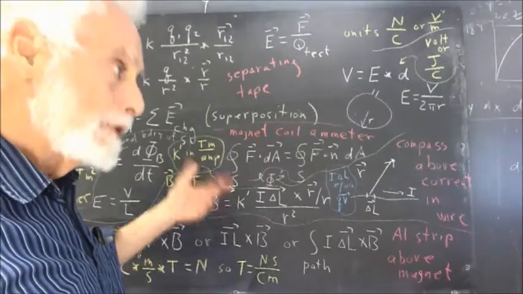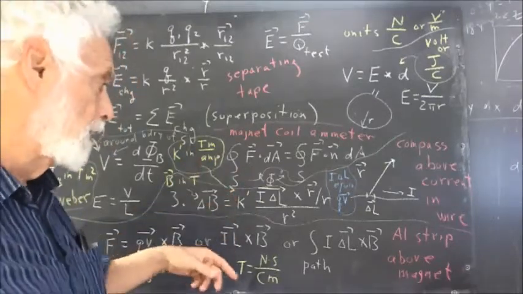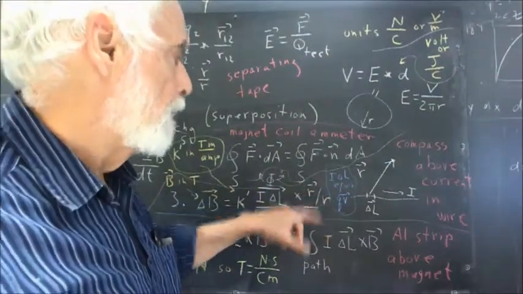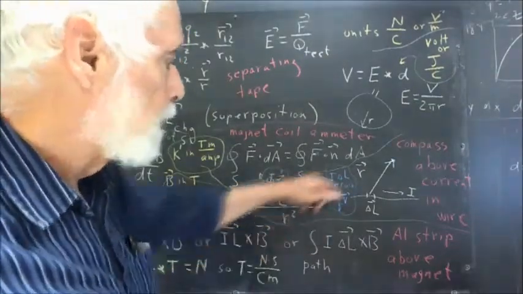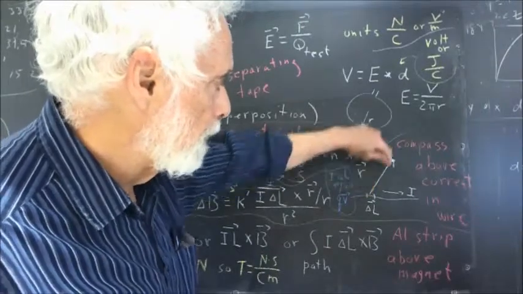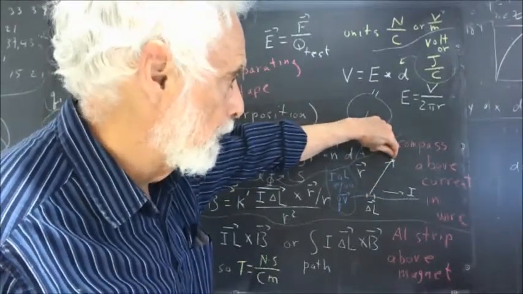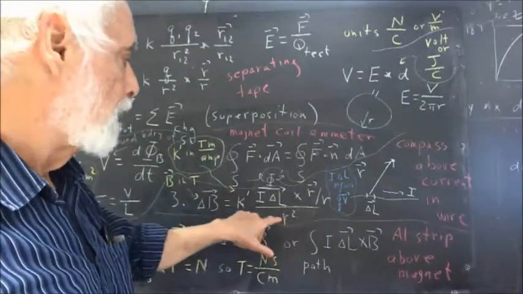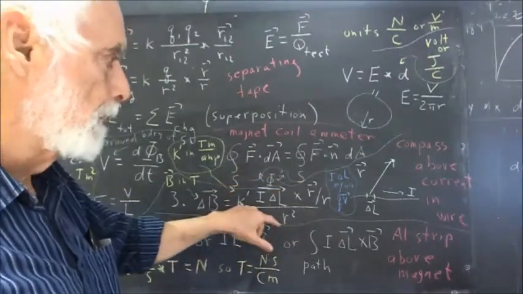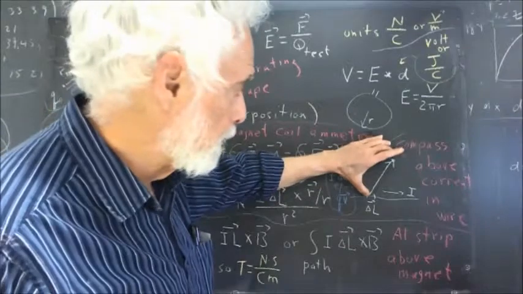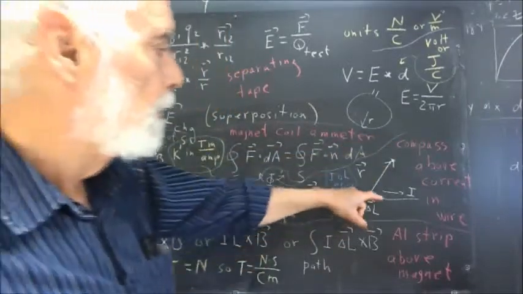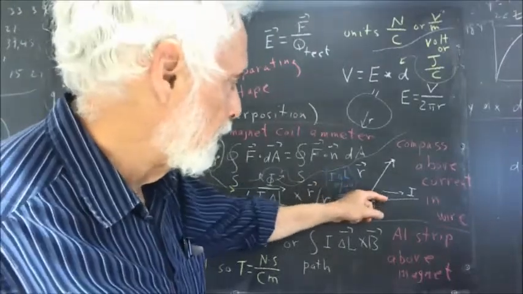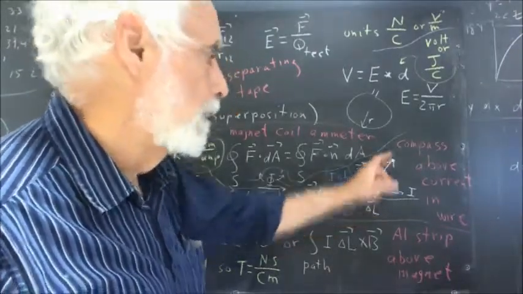K prime, just a constant that we'll talk about in a second, times I delta L cross the unit vector in the direction from the segment delta L to the point at which we're calculating the field. And that divided by r squared. It's a reciprocal with the square of the distance here, and also multiplied by the sine of the angle between the I delta L and the r vector.